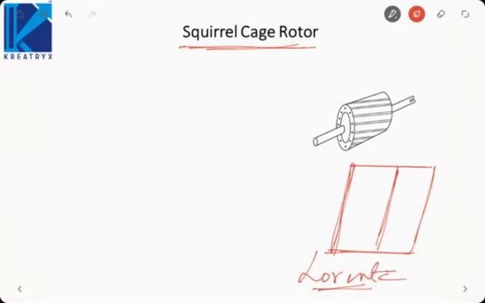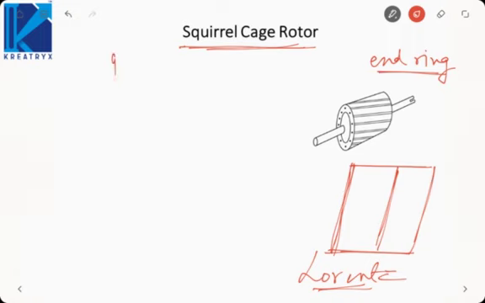And for current to flow, we need a closed path. So EMF will be induced in these conductors, but to make a closed path for the flow of current, we short circuit these conductors on both sides. This short circuiting is done by means of end rings. End rings are made of the same material as the conductors. Usually these conductors are made of copper and aluminium, so we need end rings also of copper and aluminium.